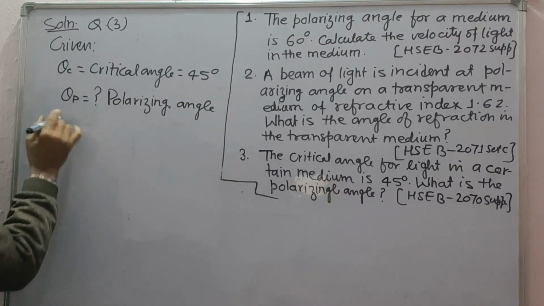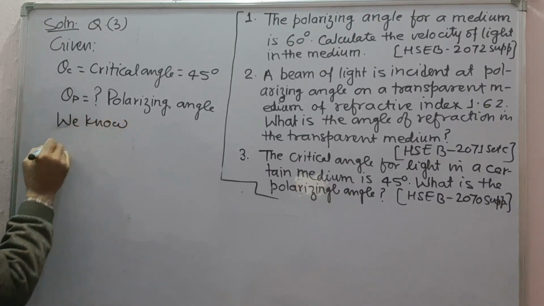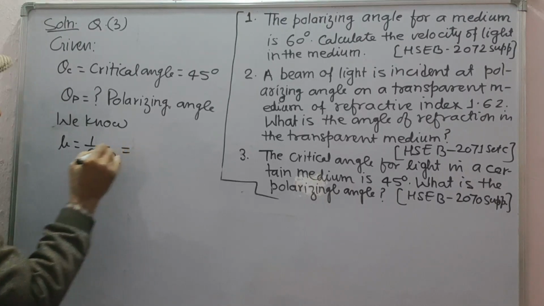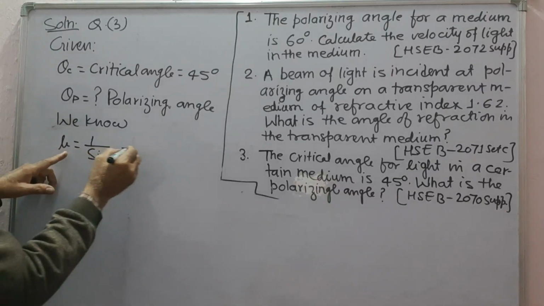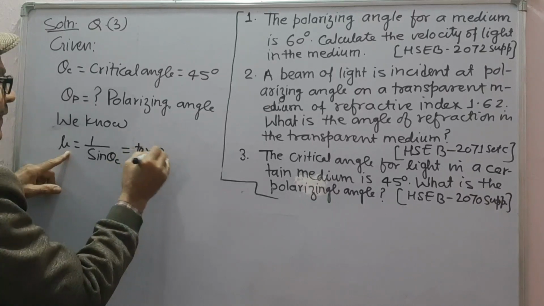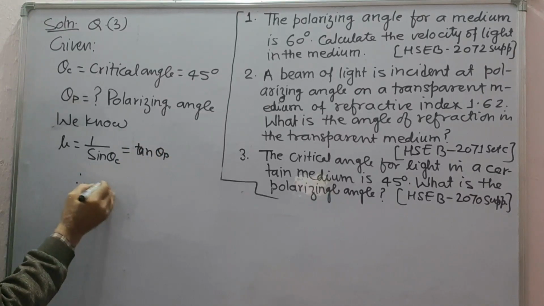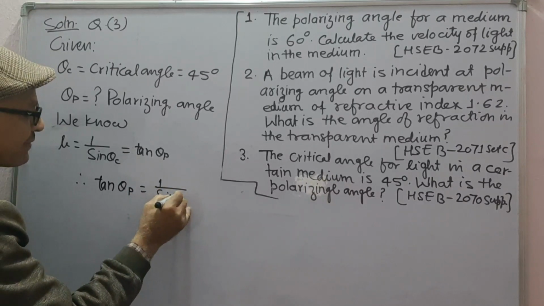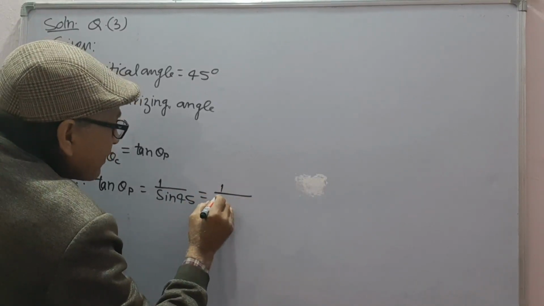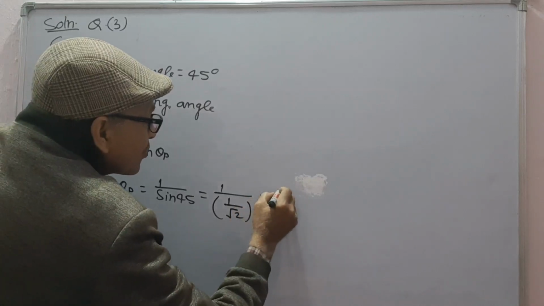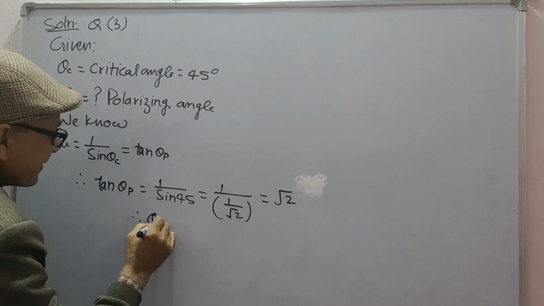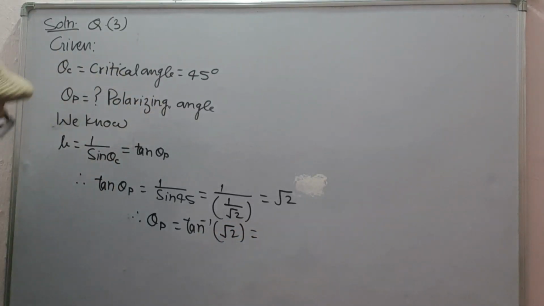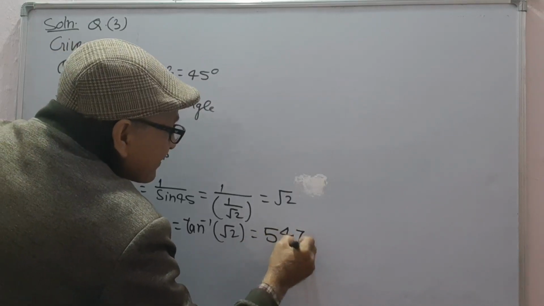Solution. Now we know mu is equal to 1 upon sine of critical angle theta C. Also from Brewster's law, mu is equal to tan theta P. Therefore, tan theta P is equal to 1 upon sine 45, which is 1 upon 1 upon root 2, so the answer is root 2. So theta P is equal to tan inverse of root 2, which is 54.7 degrees.